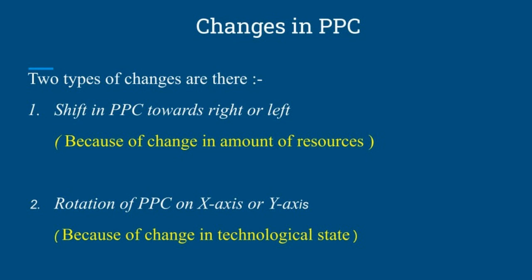So, if there are two types of changes happening, there must be two kinds of reasons acting behind this. The first, that is shift in PPC, happens because of change in the amount of resources. And the second, rotation of PPC, happens because of change in the technological state of production. Shift can further be of two types. It can either shift to the right side, known as rightward shift, or shift to the left side, known as leftward shift. Rotation of PPC can occur on the x axis, y axis, or on both the axes.